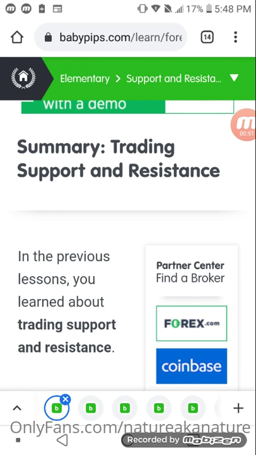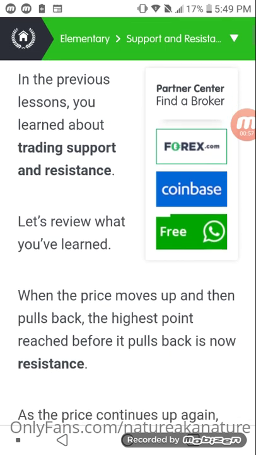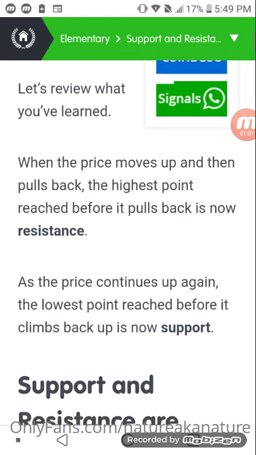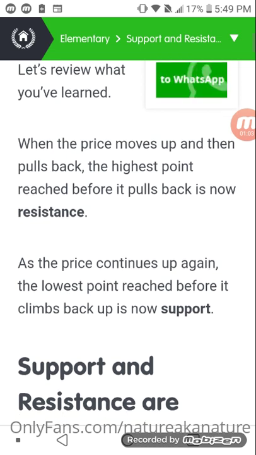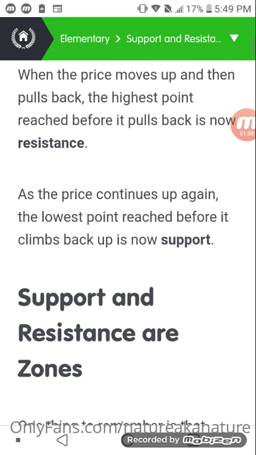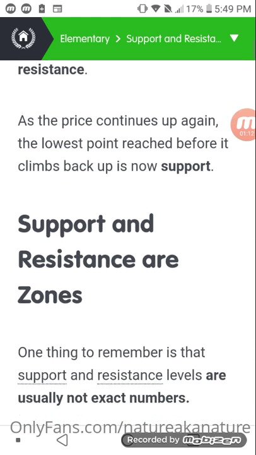Alright, so gang, trading support and resistance: the summary. In the previous lesson, we learned about trading support and resistance. Let's review what you have learned. When price moves up and then pulls back, the highest point before price pulls back is known as resistance. As price continues again, the lowest point before price climbs back up is now known as support.